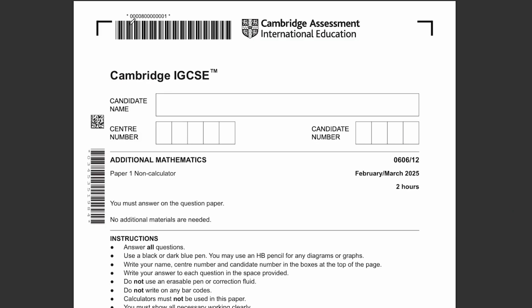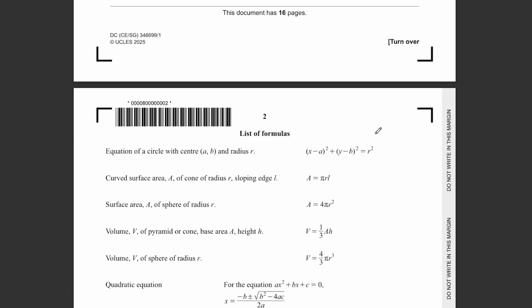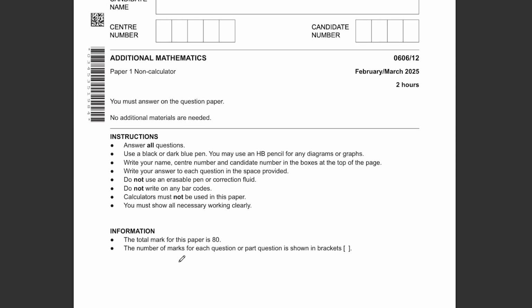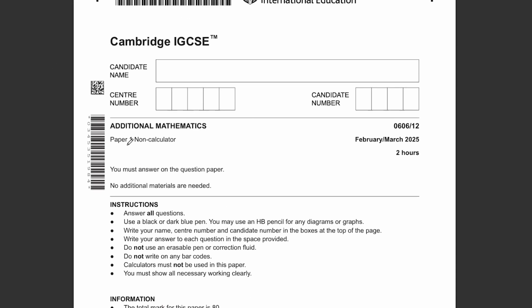Hi everyone, today we are going to be doing Cambridge IGCSE Additional Mathematics 0606 Paper 1-2 for February-March 2025 series. This is the first paper for the AdMath syllabus to be using the 2025 to 2027 syllabus, which includes the new topic of circle coordinate geometry, as you can see in the formula list here, as well as the first paper of the exam does not allow a calculator. So there will be the two new things that they have implemented this series onwards.